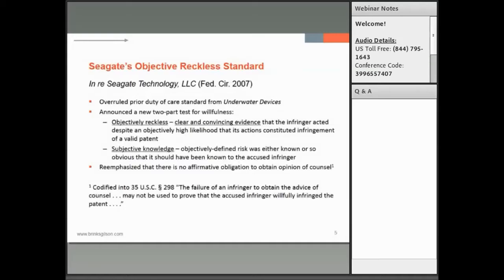So pre-HALO, we were operating under the Seagate standard, which was the 2-part test. We're all probably very familiar with that. There was the objective reckless prong and the subjective knowledge prong. Under this test, patent owner had to prove both prongs by clear and convincing evidence for the district court to even have the discretion to assess enhanced damages.